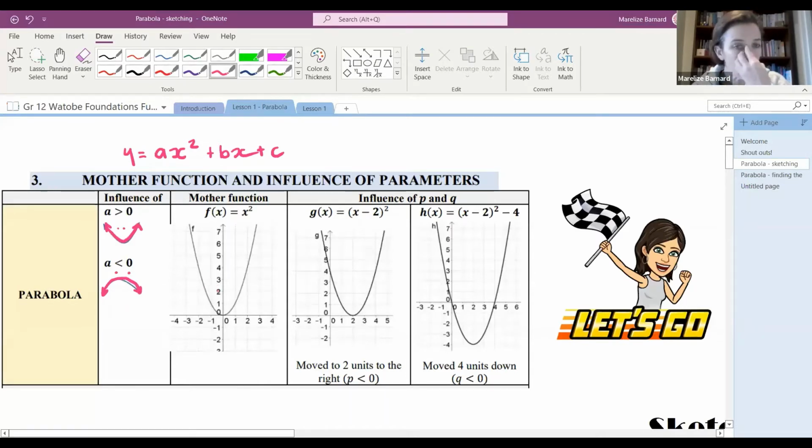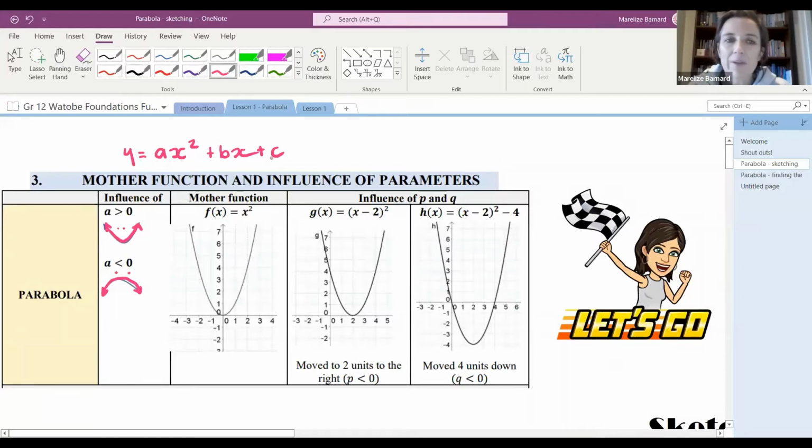Now, we call the graph of f of x, or y equals x squared, the mother function. Now, you have to say that very carefully, otherwise people might hear you wrong, but it's the mother function. And we can shift that graph up and down, left and right. Okay, and that's determined by the influence of P and Q. Now, what's P and Q?